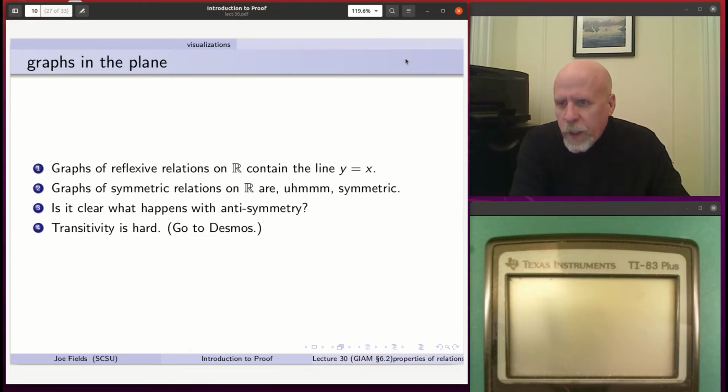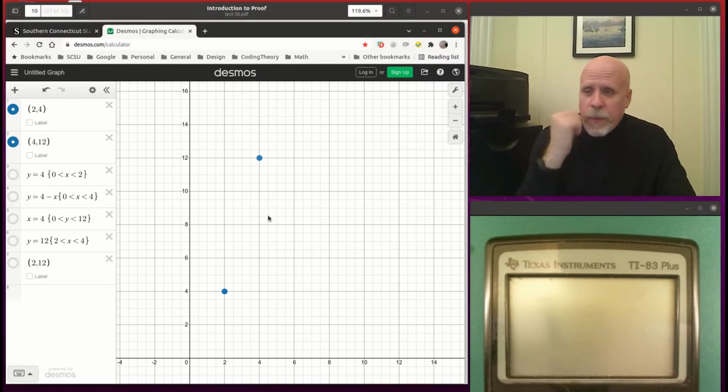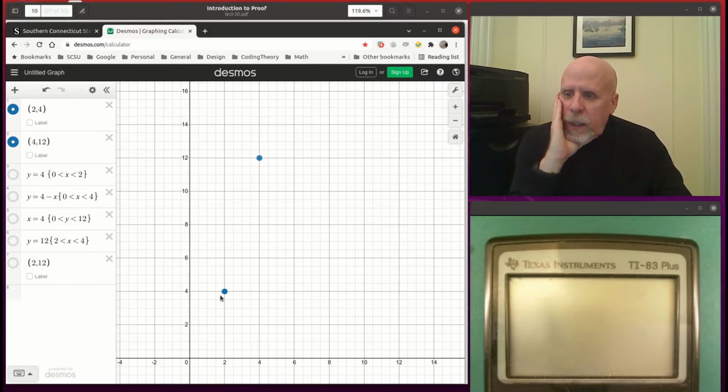Transitivity is hard, so I'm going to pull up a Desmos graph to show you how transitivity works. Now, I'm thinking about the divisibility relationship here. I have a couple of pairs already on the screen, (2, 4) and (4, 12). They are on there because they're elements of the divides relation: 2 divides 4, and 4 divides 12. Maybe we don't know this, but it turns out that the divides relation is transitive.